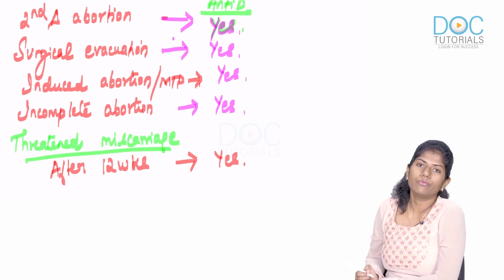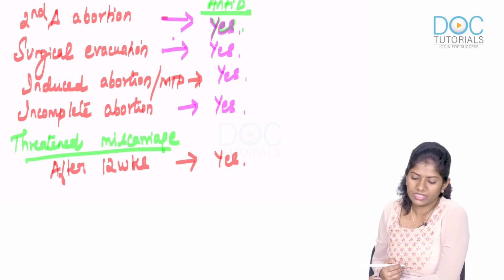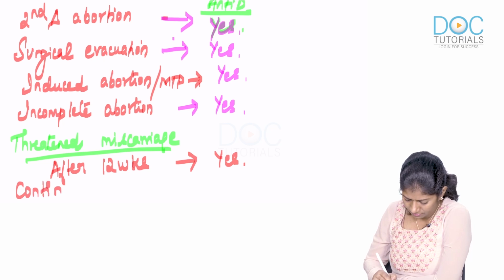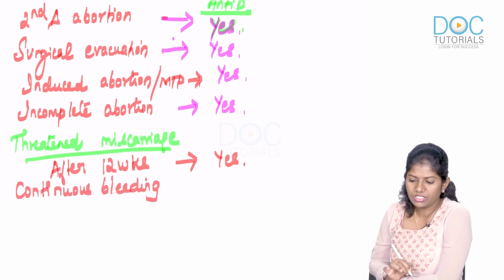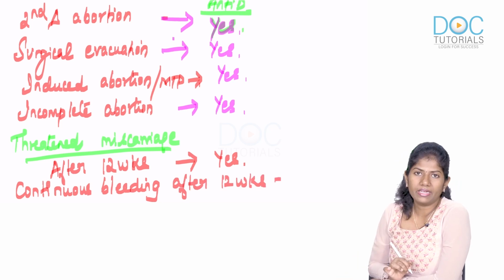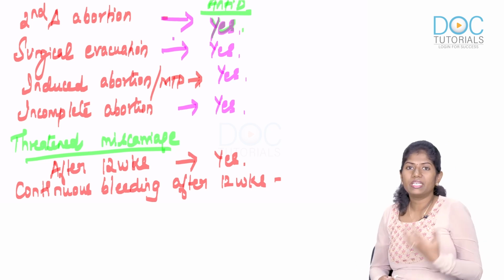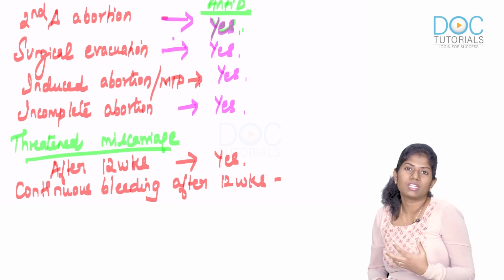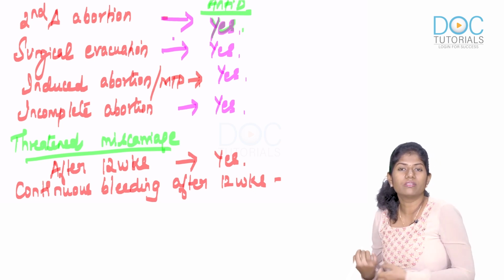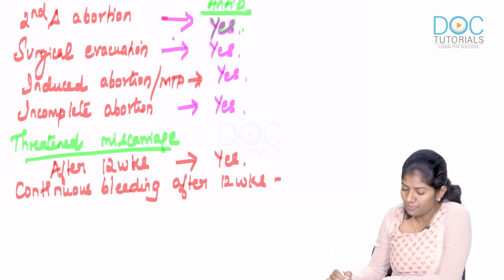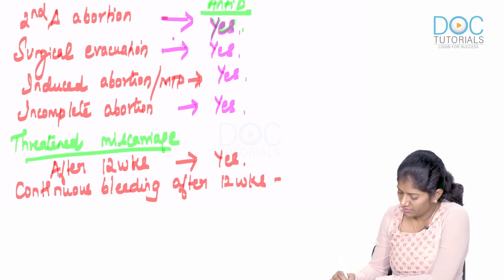So what will you do if the bleeding is continuous after 12 weeks? Here again anti-D has to be given, but because the bleeding is continuous, the anti-D that you give would not work beyond a certain point of time, and therefore this lady will require repeat doses of anti-D. Anti-D has to be given at 6 weekly intervals. That is the perfect way to manage this patient.